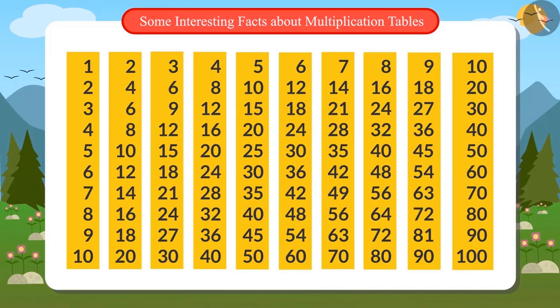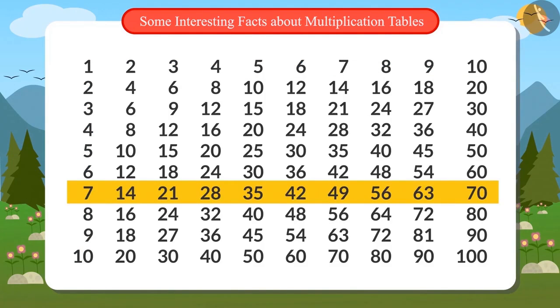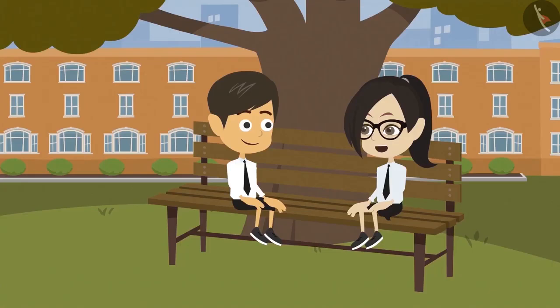Oh yes, this is an amazing pattern. Like the first line from left to right is the table for 1. So is the first line from top to bottom. Similarly, the 7th line from left to right is the table of 7, and so is the 7th line from top to bottom. There must be many such interesting patterns, right?